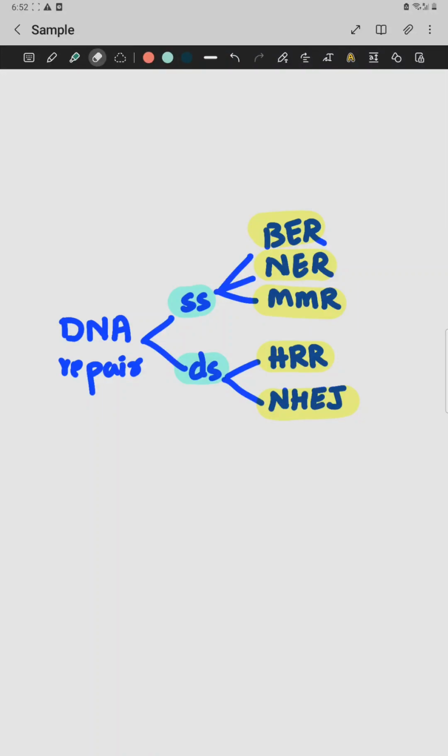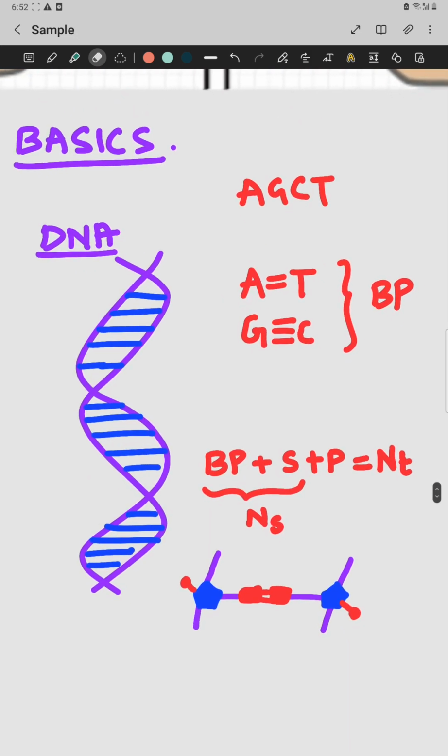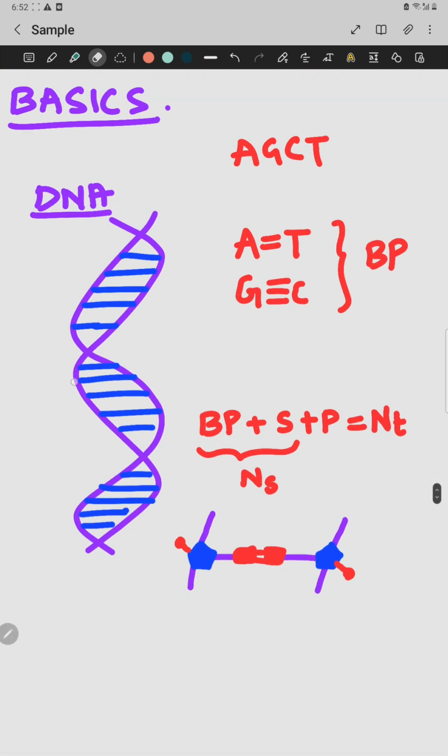DNA repair mechanisms, I'll be talking about this in a little bit of detail. Before that, a little bit of basics. So we know that DNA is made of a double-stranded DNA molecule. We know that A, G, C, T are the nitrogenous bases, where A and G are purines and C and T are pyrimidines. Adenine has to bind with thymine with a double hydrogen bond, and guanine has to bind with cytosine with a triple hydrogen bond. These are our base pairs.